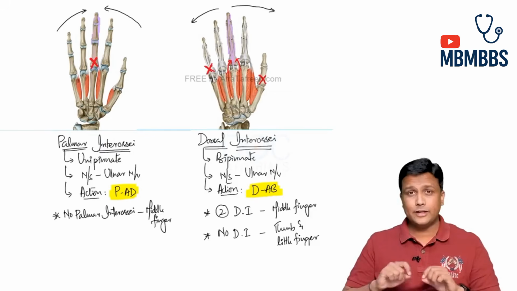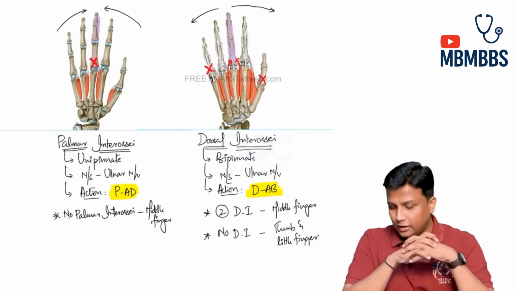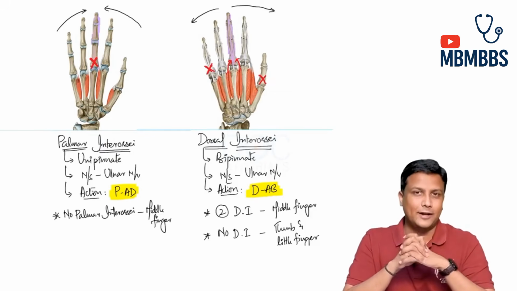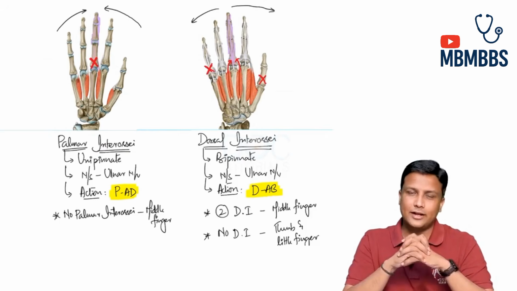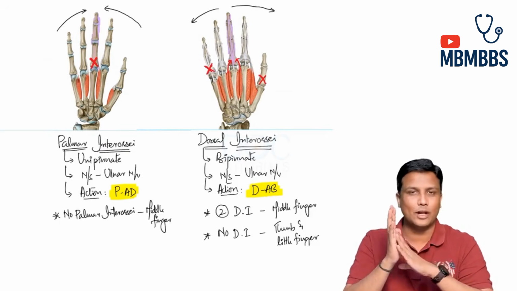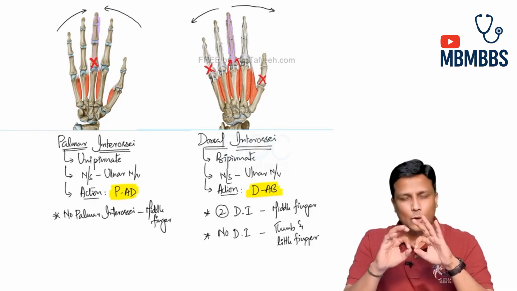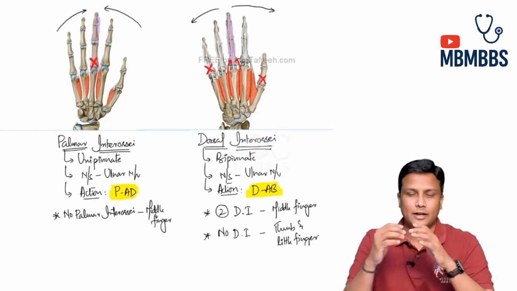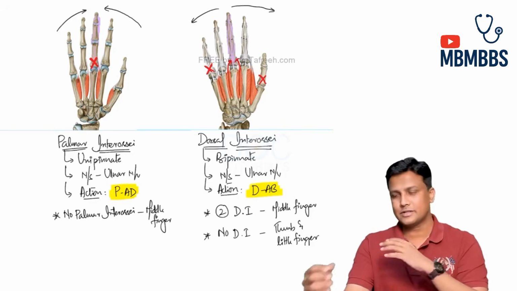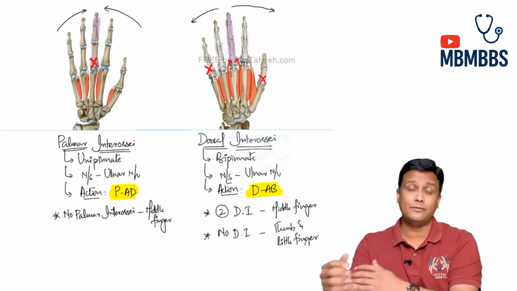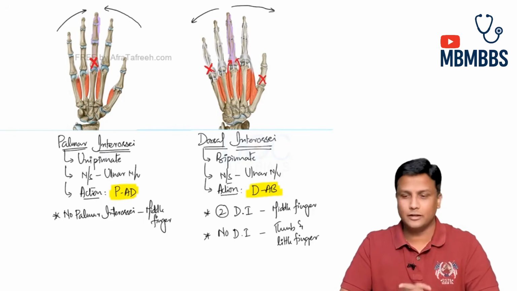So that is all the information that you have to remember about the muscles of your hand. There are totally 20 muscles in the hand: 4 thenar, 4 hypothenar, 4 lumbrical, 4 palmar interossei and 4 dorsal interossei. And we have discussed all of them in detail. By this we complete the muscles of the arm, the muscles of the forearm, and finally the muscles of the hand.